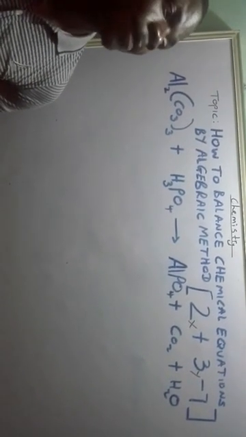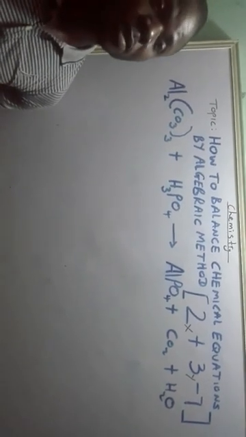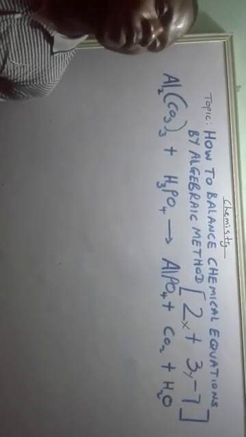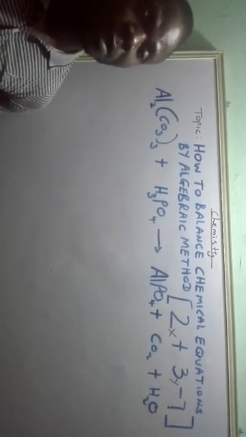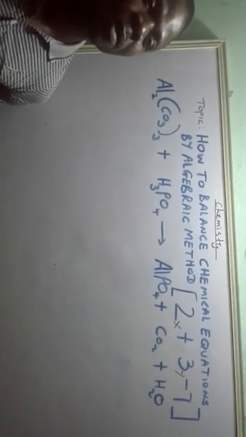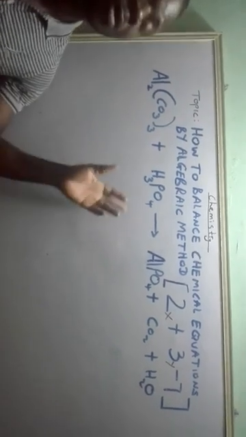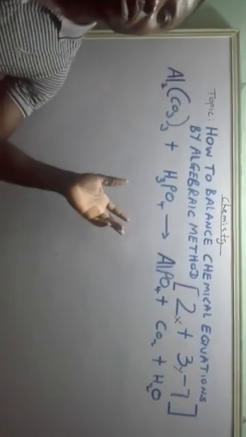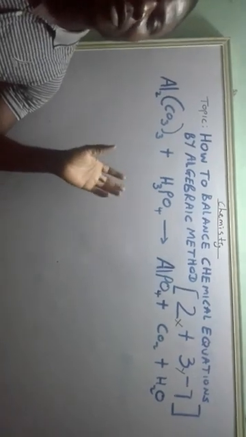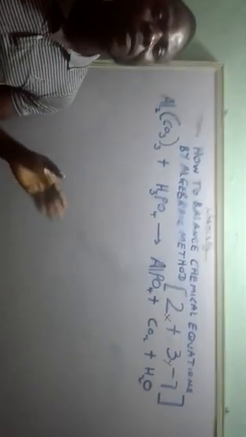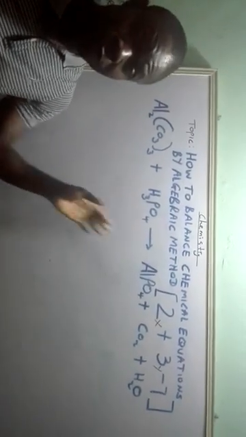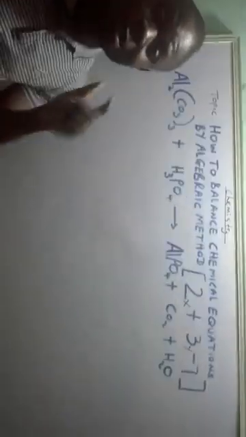How are you today? I'm about to take you guys on a chemical equation. I want to use the algebraic method to solve it for you guys. Very easy. Because when you were in school, you were taught trial and error, which normally gives you a headache. But this algebraic method is straight and simple, and you just go straight to the point. But you have to be attentive.